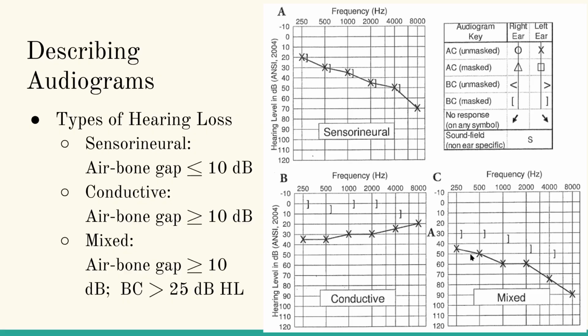We can see these rules fall into place here with these audiograms. Sensorineural hearing loss, we have air-bone gap less than 10 dB, but bone conduction thresholds are worse than 25 dB across the board. Conductive loss, we have air-bone gaps greater than 10 dB, but bone conduction thresholds are normal. Mixed hearing loss here, we have air-bone gaps greater than 10 dB, and bone conduction thresholds are greater than 25 dB.